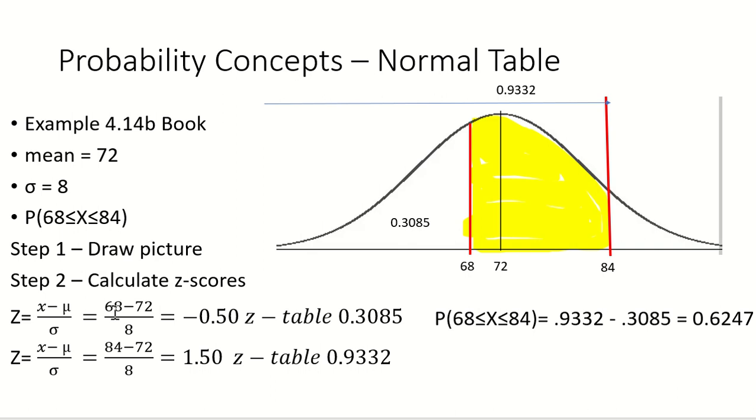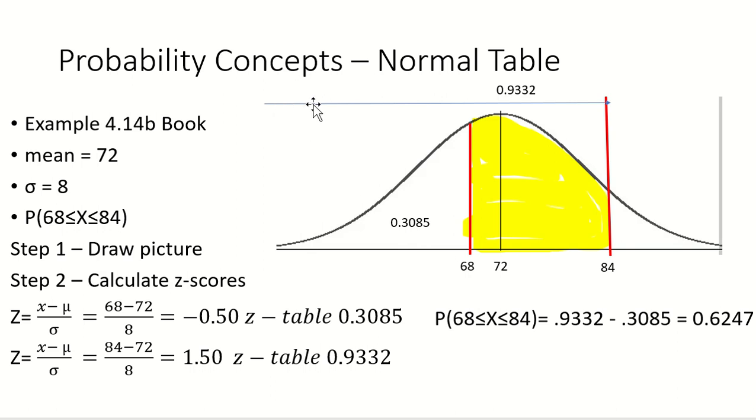The z-score with 68 comes up to be minus 0.50. I expect minus makes sense since 68 is to the left side of our average. If I look up in the z-table minus 0.50, I get 0.3085, which is this percentage here. If I calculate the z for 84, 84 minus 72 divided by 8 is a positive 1.50 z-score. If I look that up in the z-table, that comes out to be 93.32%.